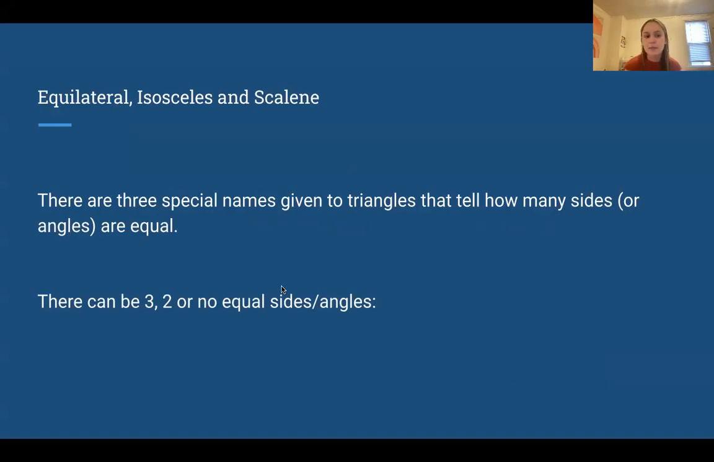So there are three different types of triangles, and they're all given special names depending on how many sides or angles are equal to each other. So we have equilateral, isosceles, and scalene. We can either have all three sides be equal to each other, or two of the angles or sides be equal, or nothing be equal to each other.